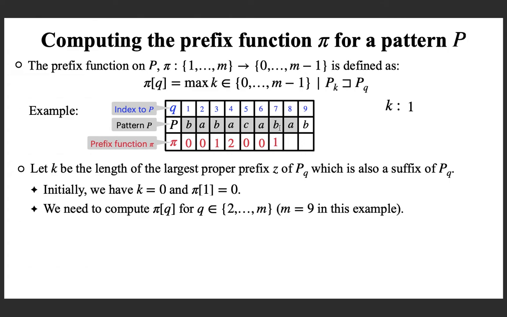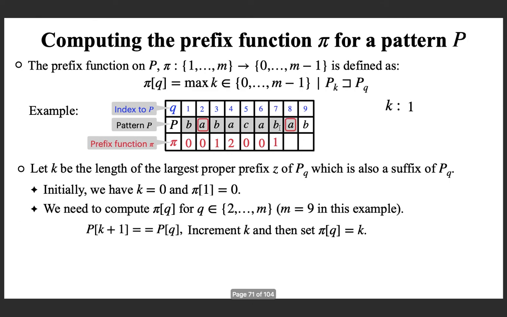Extending, now you see that there is a match. So what you do, increment k and assign the new value of pi 8 as k plus 1. And the moment you say pi 8 as 2, that means P8 is having a length 2 prefix, which is BA, which is also a suffix. Yes, that is correct. Now progress.